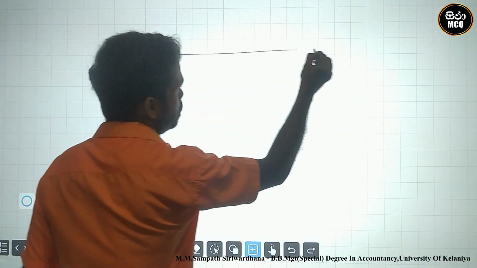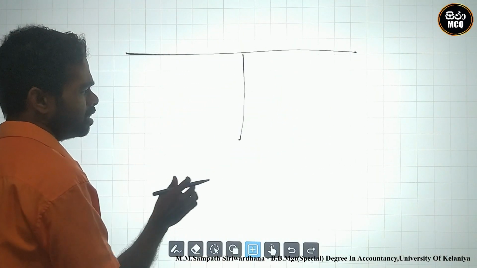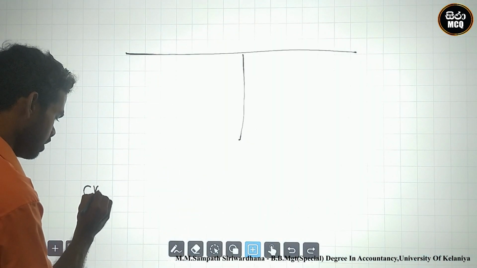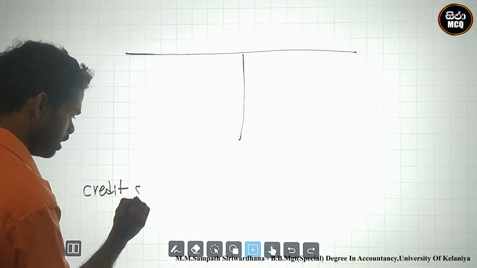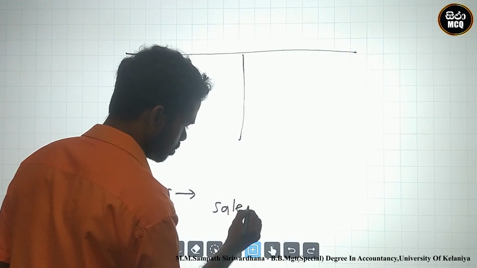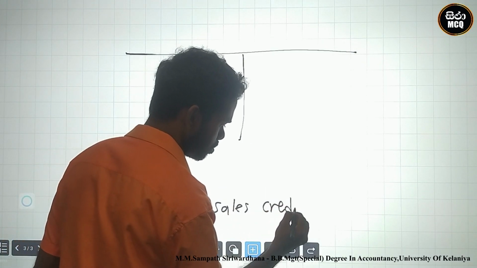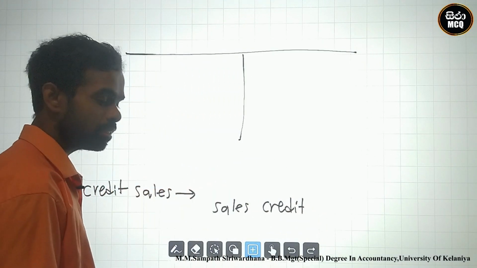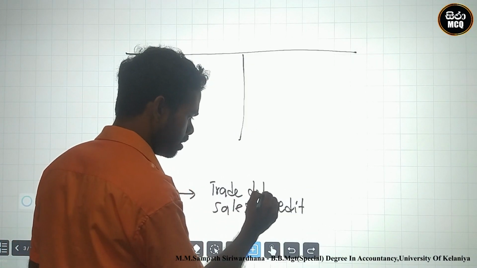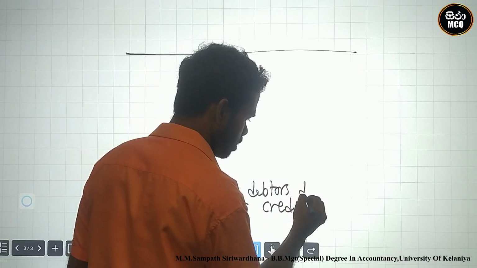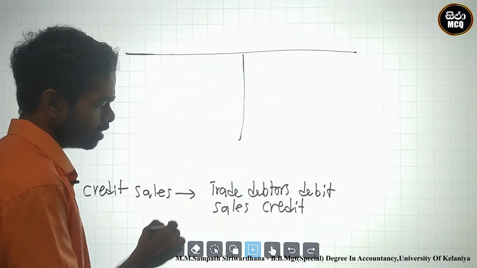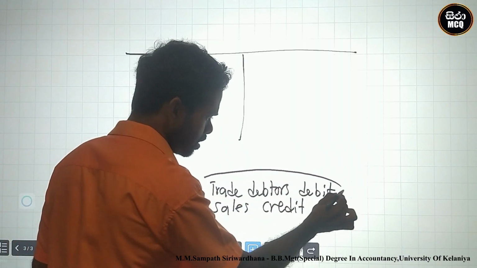Look here. Do you know what the double entry is for credit sales? Credit sales double entry: sales credit. What is the other side? Trade debtor debit. You can see that the trade debtor was debit.